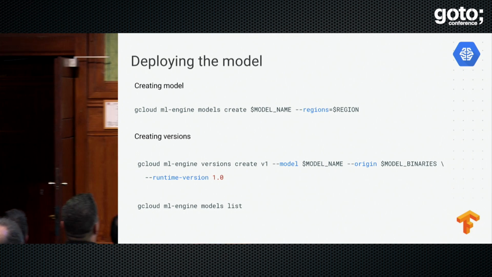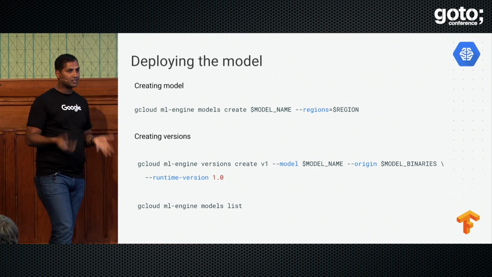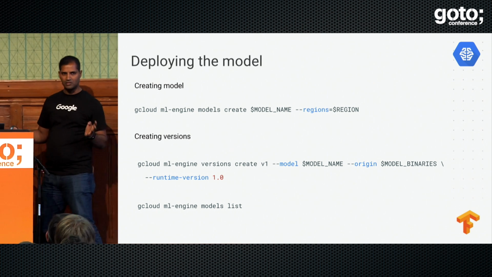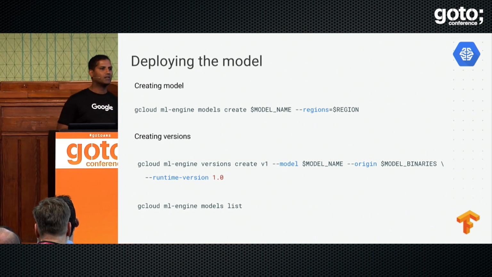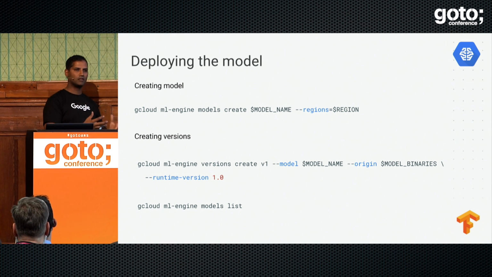So okay, now we have a trained model. So what do you want to do with it? Put it in production, right? That should be easy, as you guys know how to do Java web application development or Node.js or whatever. So what we said is, first of all, you create a model in your cloud environment.